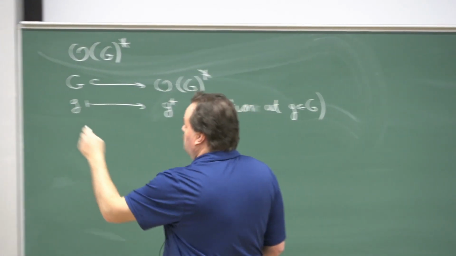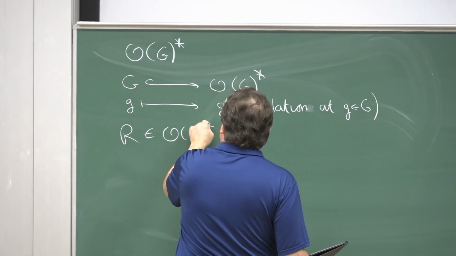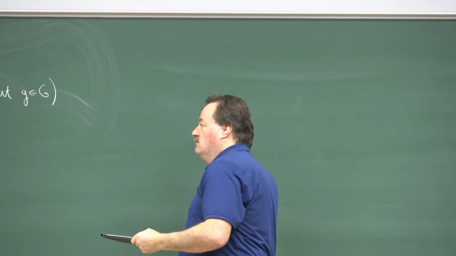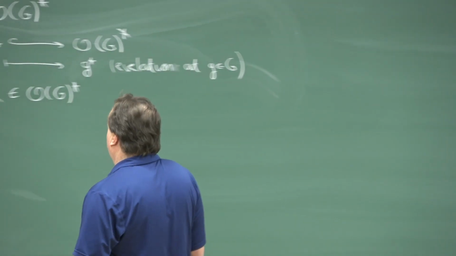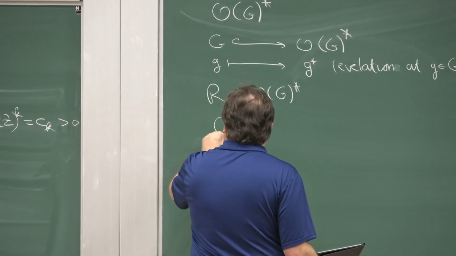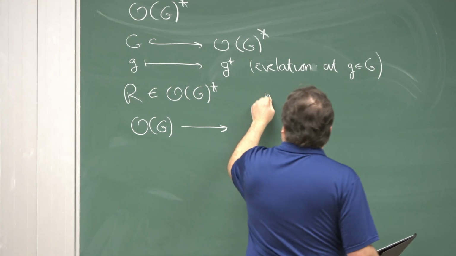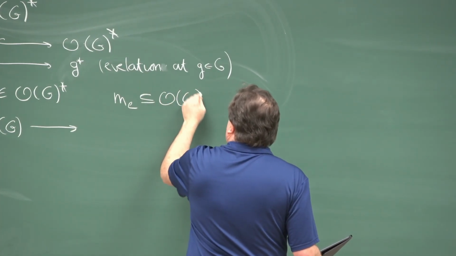Now, of course, the Reynolds operator itself also lies in this dual space. It's a map from O(G) to K. And the Lie algebra of G also lies in it. To see that, we have a map from the coordinate ring. Let M_e be the maximal ideal corresponding to the identity.